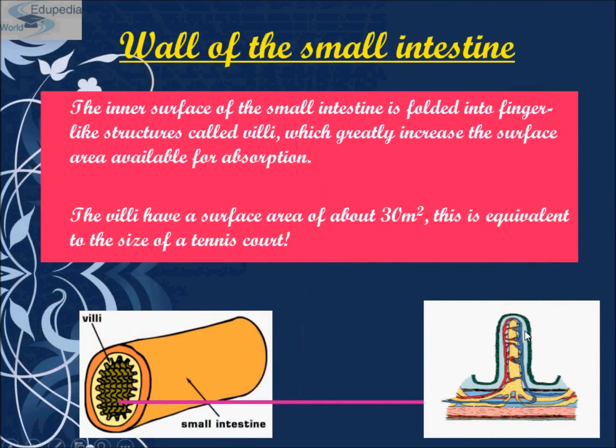Now comes the wall of the small intestine. The inner surface of the small intestine is folded in finger-like structures called villi, which greatly increase the surface area available for absorption. The villi have a surface area of about 30 square meters. This is equivalent to the size of a tennis court. Just imagine.